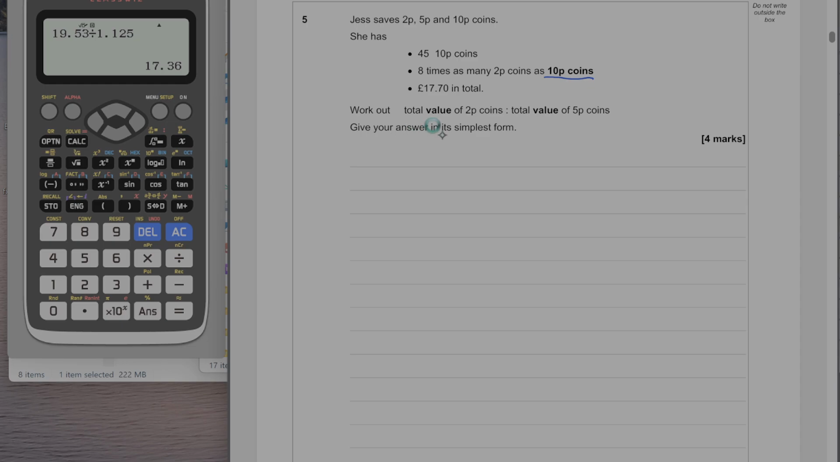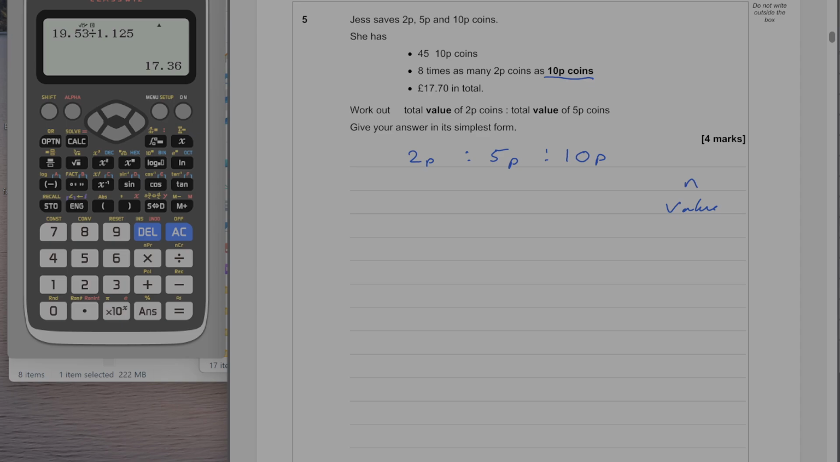£17.70 in total. Work out the total value of 2p's to the total value of 5p coins, giving your answer in its simplest form. Right, so if we start with 2p's to 5p's to 10p's. If we start with the number first of all, and then we'll do the value afterwards.